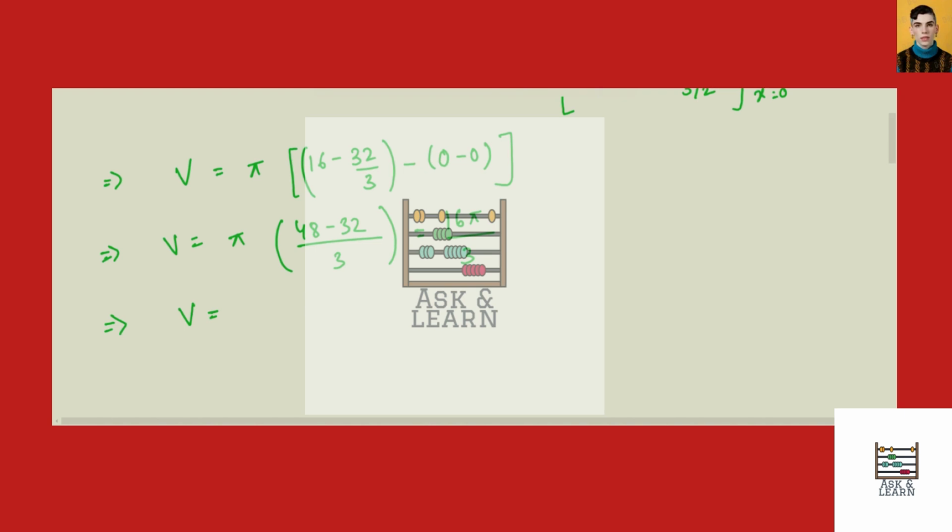So the volume is 16 pi by 3 cubic units. It can also be simplified to 16.755 cubic units. So this is our answer to this problem.